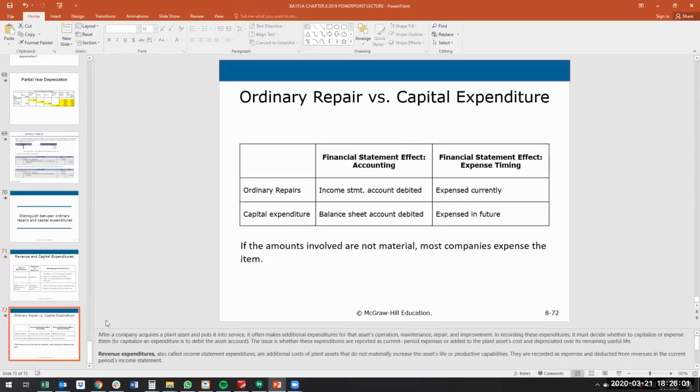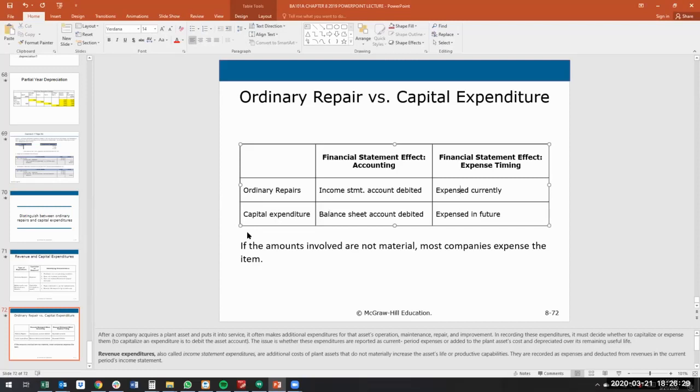So we might revise our original estimates. I'm not asking you to figure out how to do the revisions. I'm just asking you to understand this. Ordinary repairs are going to be income statement and treated as an expense. And if it's a capital expenditure, if it's something that really improves the asset over a long time and very clearly improves it, we're going to treat it as an asset, and increase the value of the asset and the useful life.